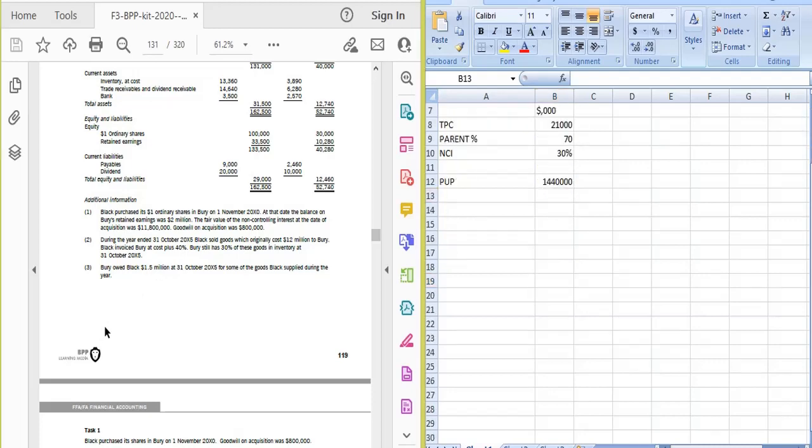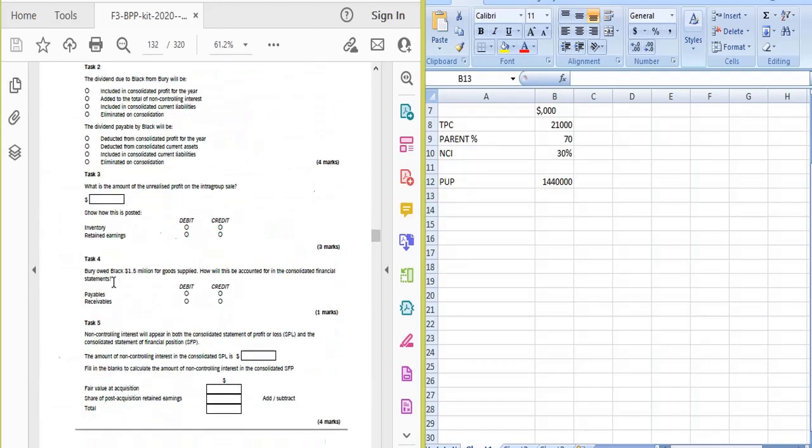Okay, so what is the next requirement? Okay, how is this posted? As I told, the parent is selling to the subsidiary. In that case, we will deduct it from working 5, which is group retained earnings. So we will debit retained earnings in order to deduct it, right? And we need to deduct it from the inventory as well. So we will credit the inventory.